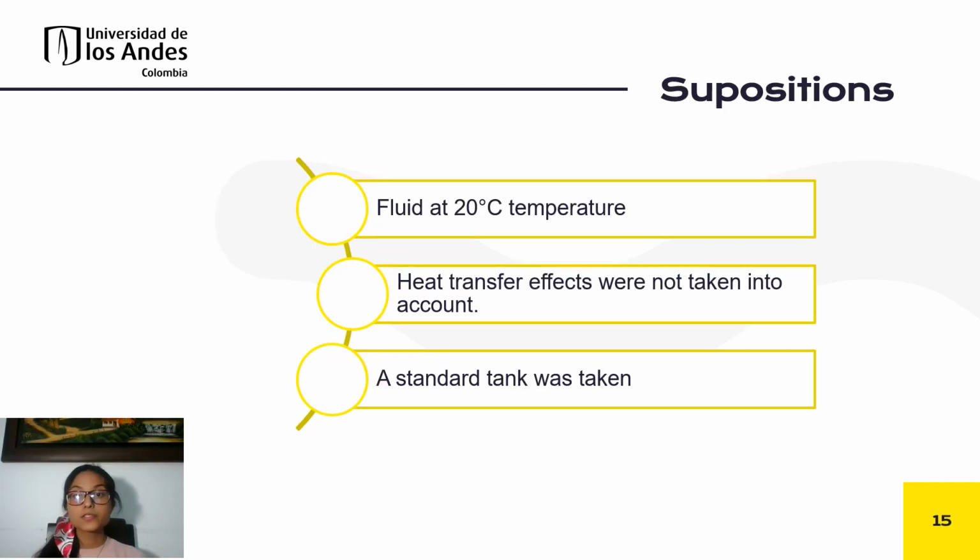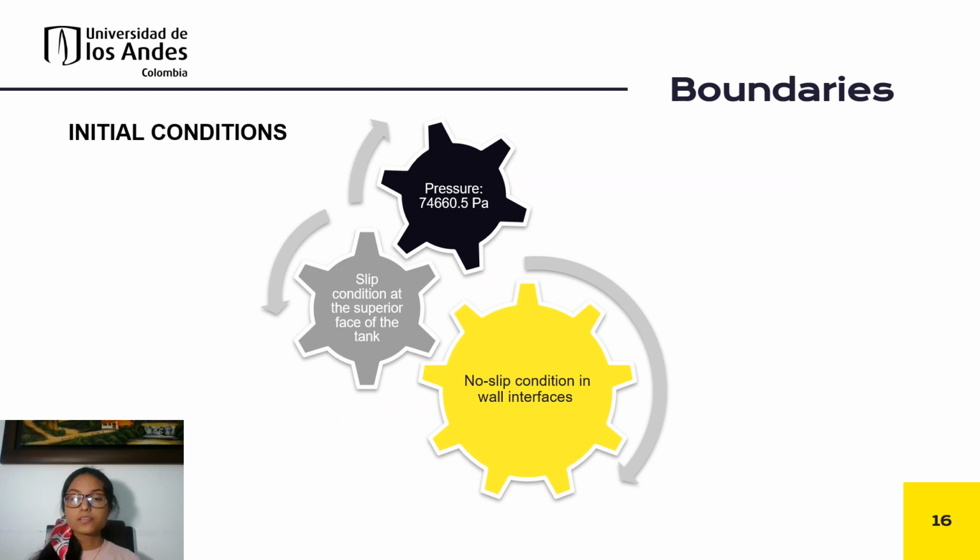Then, the following suppositions were made for the development of the simulations. First, fluid at 20 degrees Celsius. Second, heat transfer effects were not taken into account. And finally, a standard tank was taken. For the initial conditions, the atmospheric pressure of Bogota was taken, and the boundary conditions were taken as follows. The slip condition at the superior face of the tank and no slip condition in the wall interfaces.